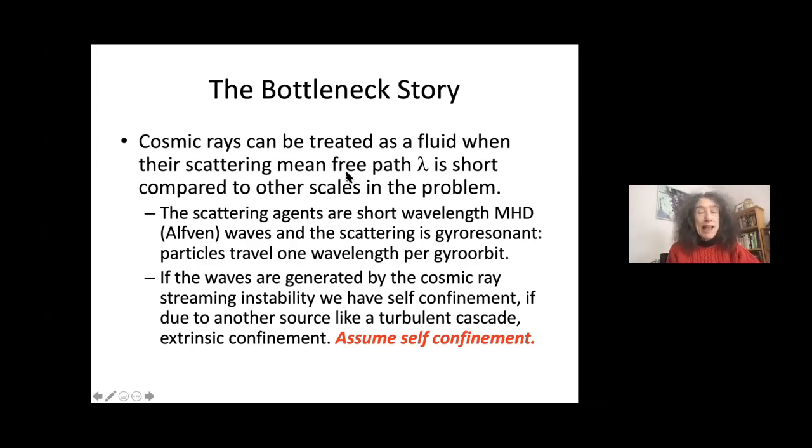When the cosmic ray scattering mean free path is short, then we treat the cosmic rays as a fluid, just like a gas. The most important scattering agents are short wavelength MHD waves, mostly Alfvén waves. And the most effective form of scattering is so-called gyro resonance scattering, in which particles travel one wavelength of the wave in the time it takes them to do one gyro orbit. If the waves are generated by the cosmic rays themselves from the streaming instability, which I'll keep alluding to, that is the self-confinement model. But if the waves are there for some other reason, like a turbulent cascade, then it's extrinsic confinement. I'm going to assume, at least for the first part, that we have self-confinement by the streaming instability.